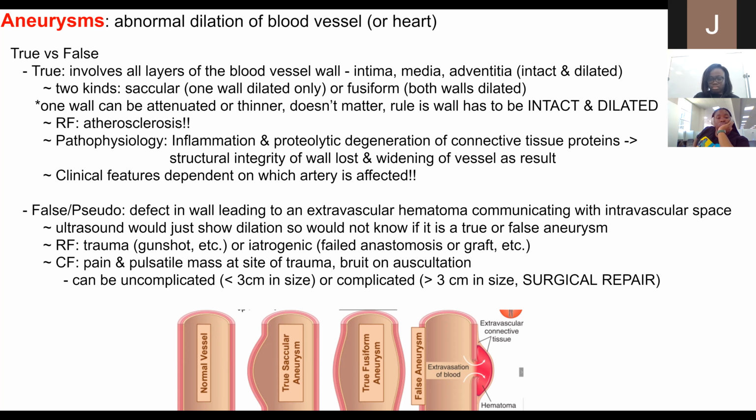And the question stem can also help you figure it out. If the patient comes in with hypercholesterolemia and a lot of the risk factors for atherosclerosis, most of the time it's going to be a true aneurysm. If they come in and they just got shot, start thinking false, okay? That gives you an idea. So for the false one, on clinical features, if it's trauma, you'd have pain and a pulsatile mass at the site of trauma. If you were to auscultate, you'd hear a bruit.